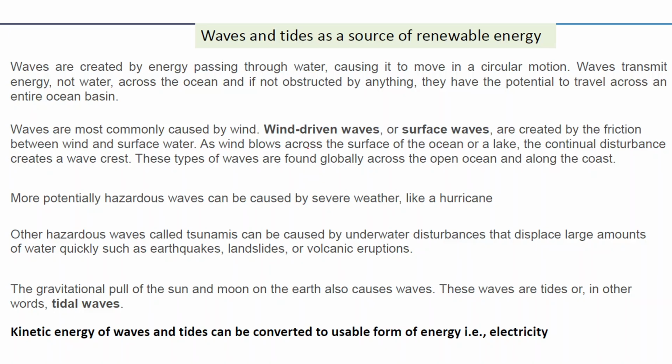Waves are basically of two types. Waves are basically caused by wind. Wind-driven waves or surface waves are caused by the friction between the flow of wind and the ocean surface water. As wind blows across the surface of the ocean or lake, the continual disturbance creates a wave crest. These types of waves are found globally in the open sea.